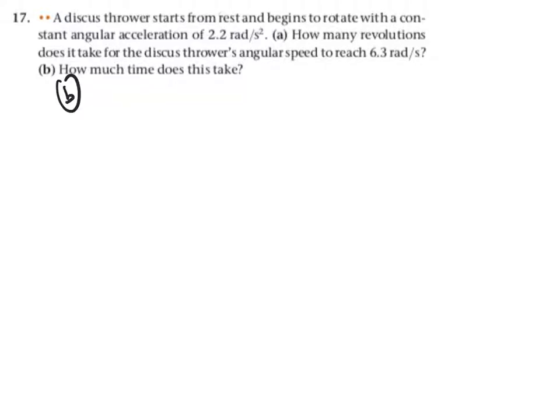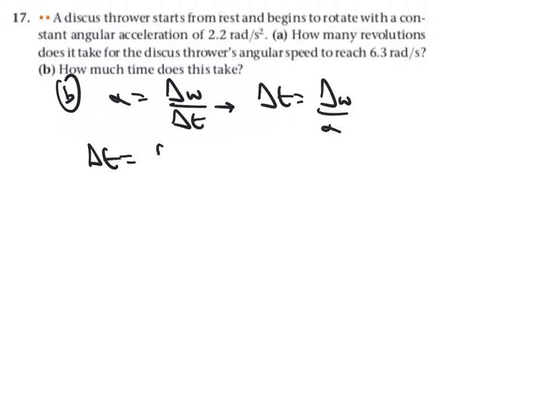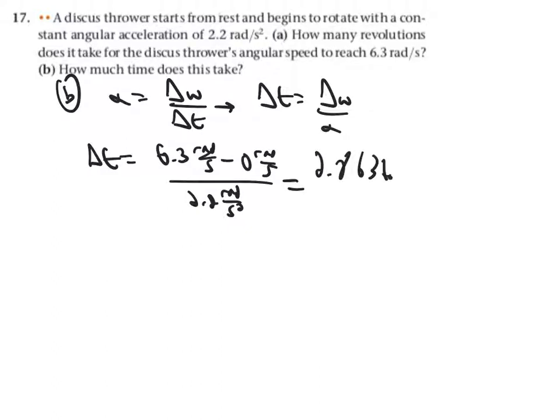For part B, we have several different ways of doing it. I think the easiest way is to remember that alpha is defined as delta omega over delta t. So delta t is going to be delta omega over alpha. So delta t is going to be 6.3 rads per sec minus 0 rads per sec, all over 2.2 radians per second squared. Notice that the units all work out nicely, and we get 2.8636 seconds. But with our only 2 sig figs, this ends up being 2.9 seconds.